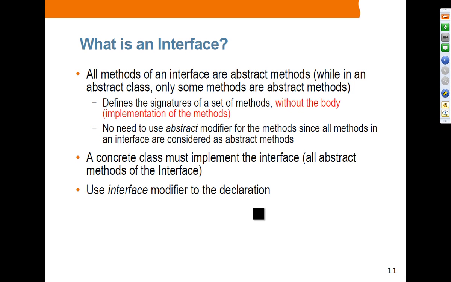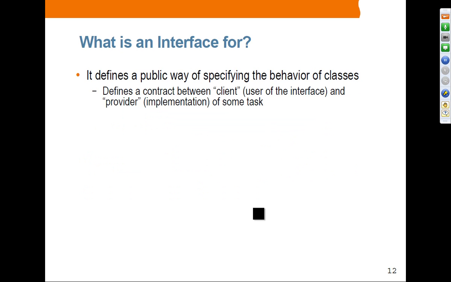Now, as in an abstract class, a concrete class must implement the interface. What that means is that all abstract methods of that interface need to be implemented. Now, how are you going to define an interface? You are going to use the interface keyword in the declaration. So let's see an example in a few seconds.